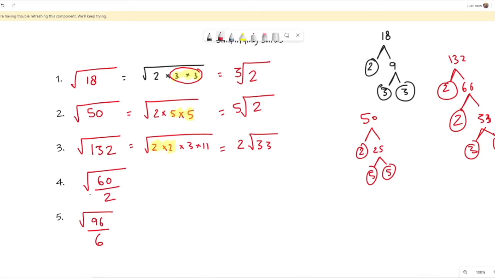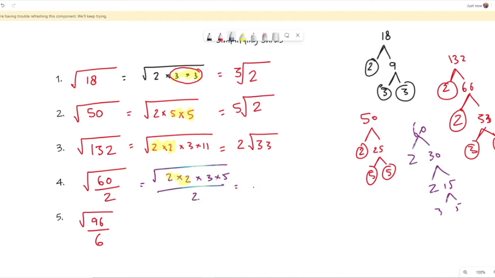And in question number 4, the root is only on 60, so let's find the prime factors for 60. It will be 2 times 30, 2 times 15, and 3 times 5. So it is 2 times 2 times 3 times 5. I can see a group of 2s. So this will go out. So it's 2 root 3 times 5, that is 15, what's left inside, and we have a 2 below. So 2 divided by 2, because a fraction means division. 2 divided by 2, we can simplify it. 2 times 1, 2 times 1. So what's left is just root 15.